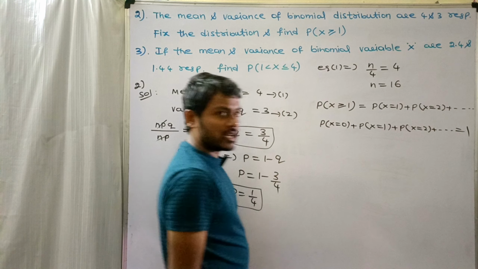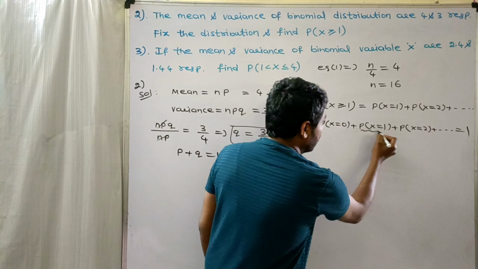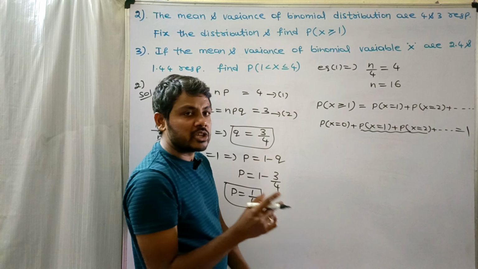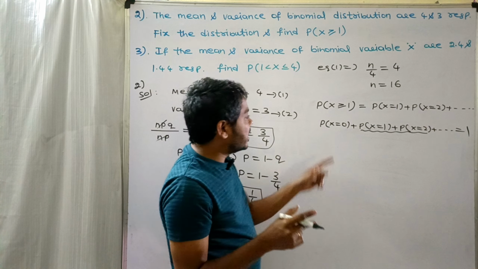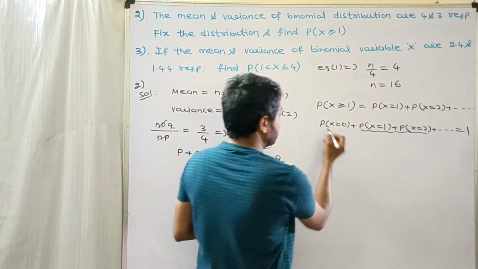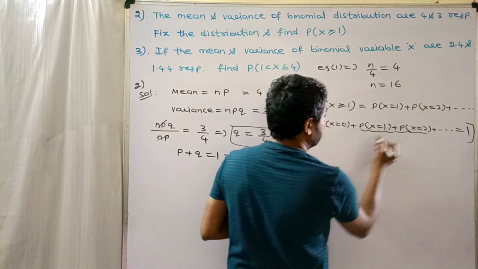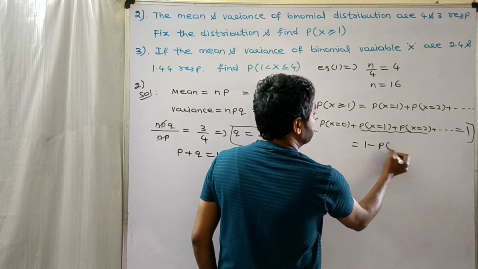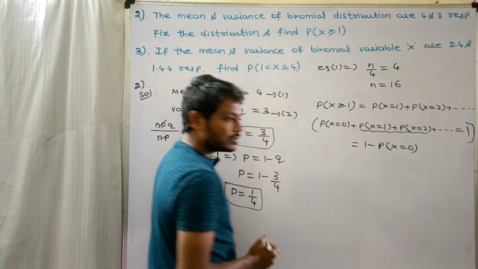The sum of the probabilities is 1. Here we have P(X=1), P(X=2) and so on. That can be written as 1 minus P(X=0). Therefore, it can be written as 1 minus P(X=0).